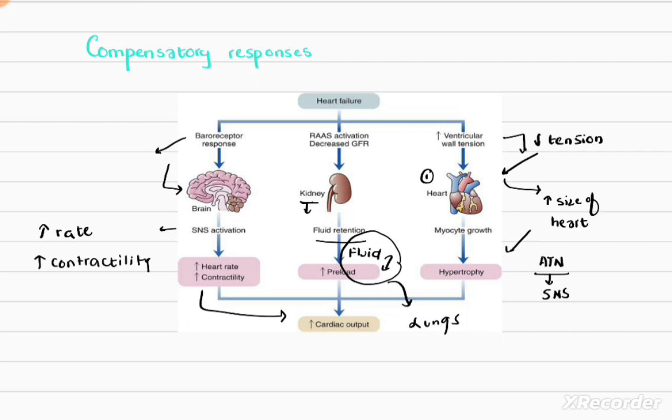So we need drugs in order to decrease the compensatory responses. And when we decrease these responses, the patient's symptoms actually improve.